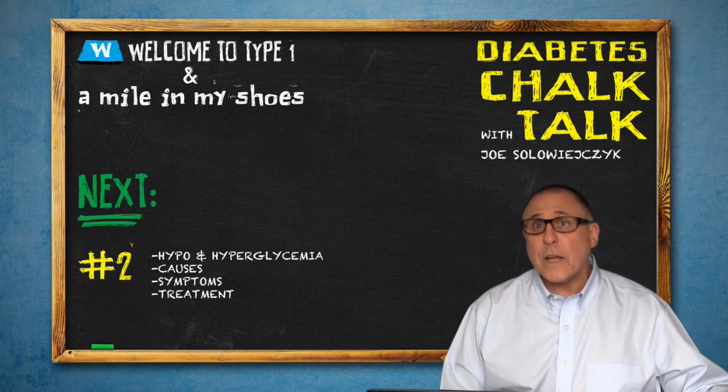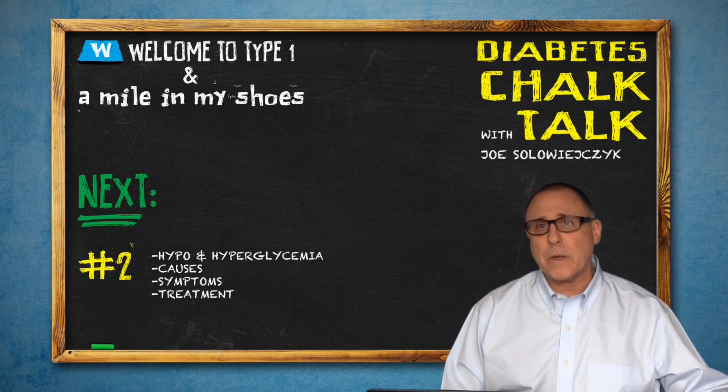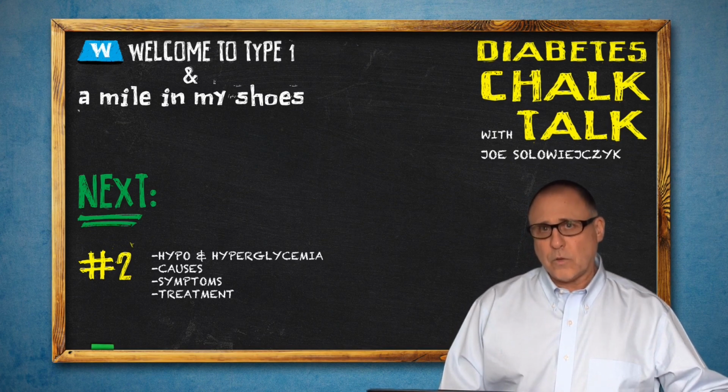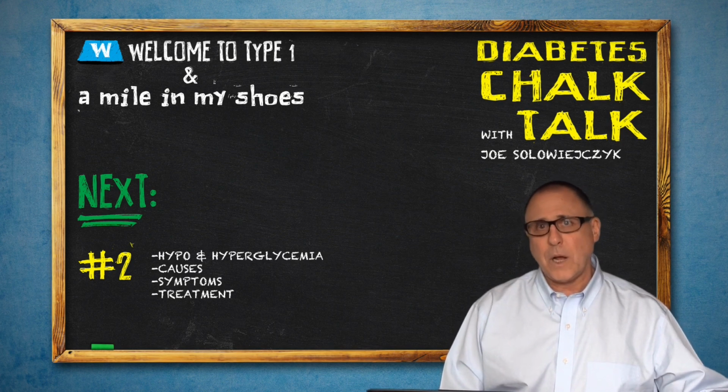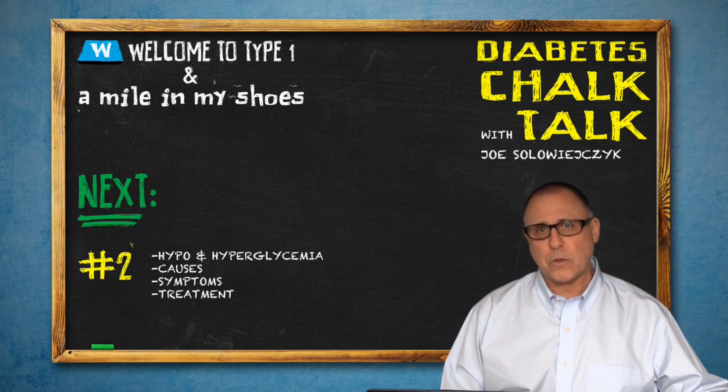So that's it for today in terms of the introduction to diabetes. The next time we'll be talking about hypoglycemia, hyperglycemia, causes, symptoms, and treatment. Hypo and hyper just means low and high blood sugars, and we're going to be talking about what to do about that.